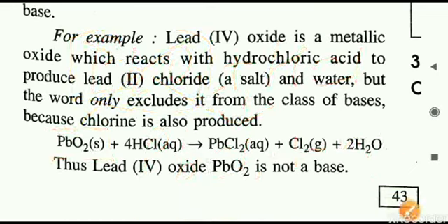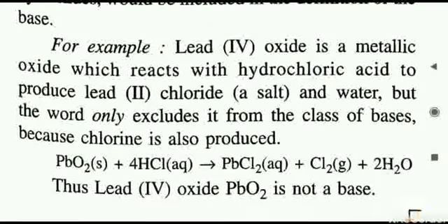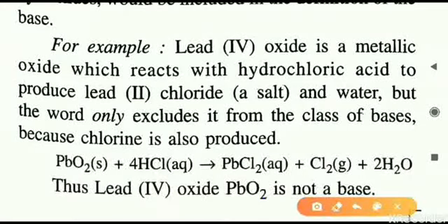Why is it so? Because in the reaction we can see that, apart from the salt, which should be there, and water should be produced, which is also correct, nothing else should be there. Because one extra product is forming, this oxide will not be called a basic substance. We can take one more example to understand this concept. For example, other than lead oxide, we can have MnO2, that is manganese oxide. It also is a metal oxide. Manganese is a metal and its oxide is MnO2.